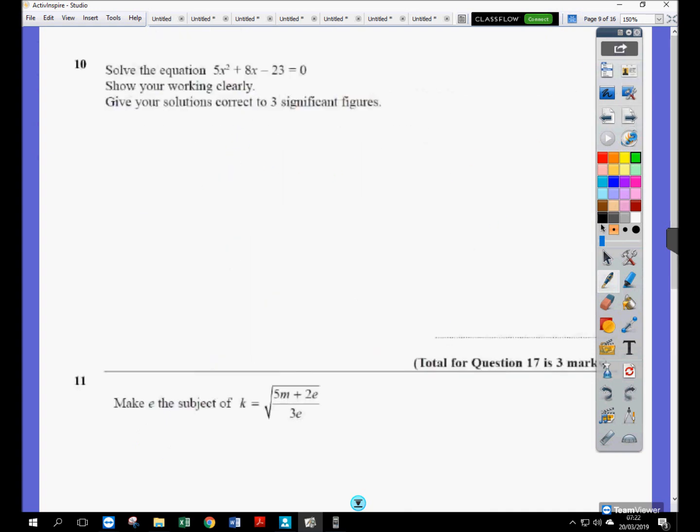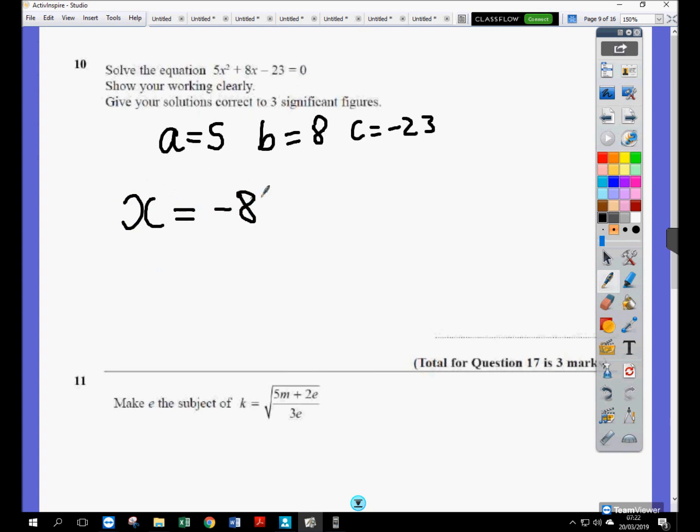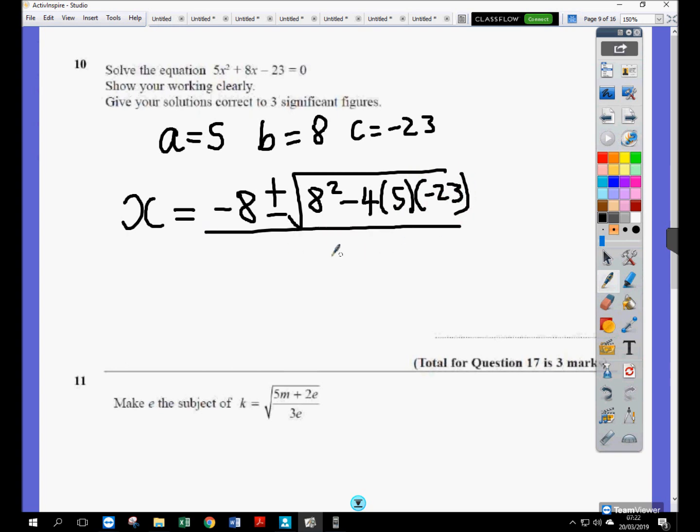Okay, next question, solving a quadratic equation. This is the quadratic formula. So it's a equals 5, b equals 8, c equals -23. As long as it equals 0, which it does, you then substitute into the formula: x equals -b plus or minus the square root of b squared minus 4 times a times c, all over 2a.